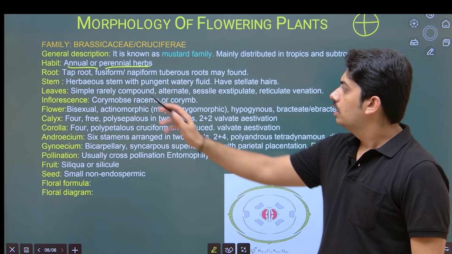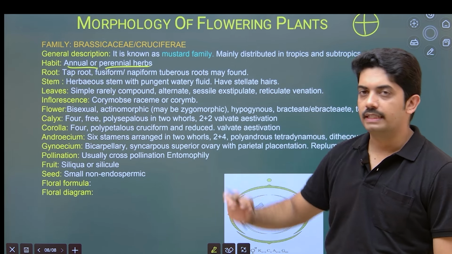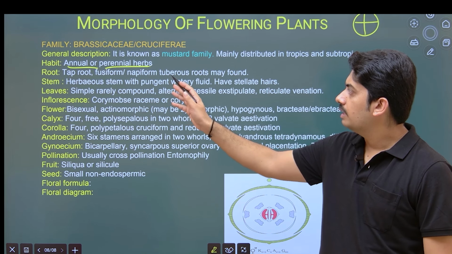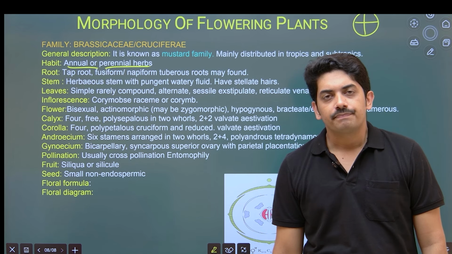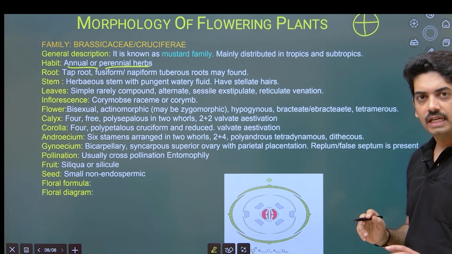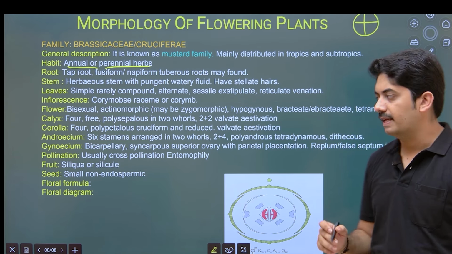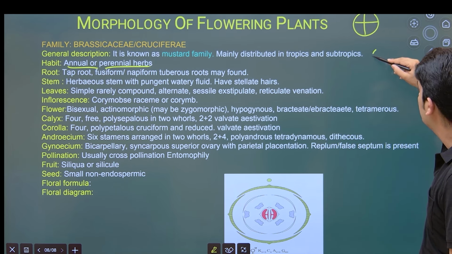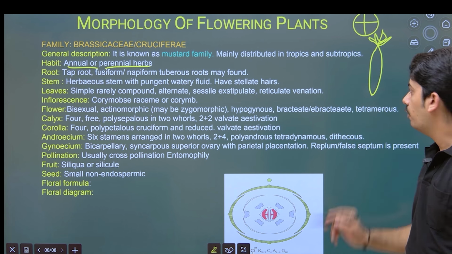Okay. Now coming to root, of course they are dicots. So you observe the taproot system. Fusiform, napiform, tuberous roots may be found. Here fusiform, you can see in radish. Roots are modified for storage of food. That modified shape is such that at both ends of the root it is tapering, and in the middle it is swollen. So this is fusiform.